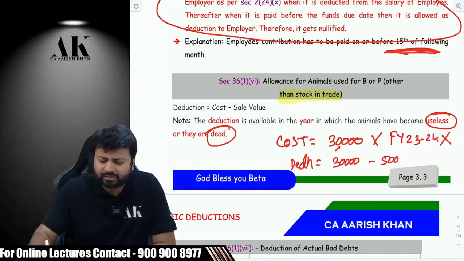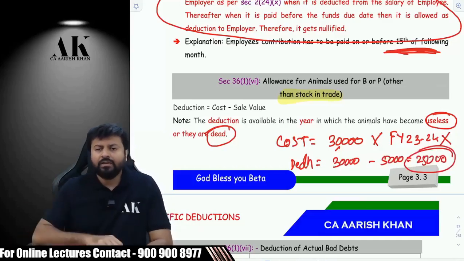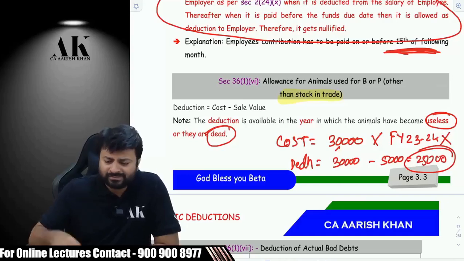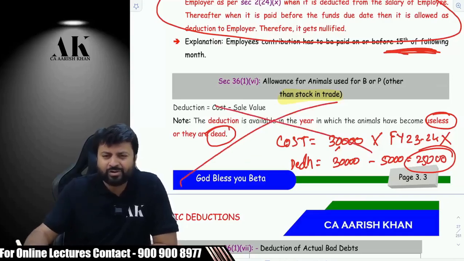Say you have received 5,000 rupees. So the differential amount is how much? Please say. 25,000 rupees will be allowed as deduction to you. Is it clear to everyone? So not a very important section. Anyways, it is not going to be useful in our day-to-day lives.